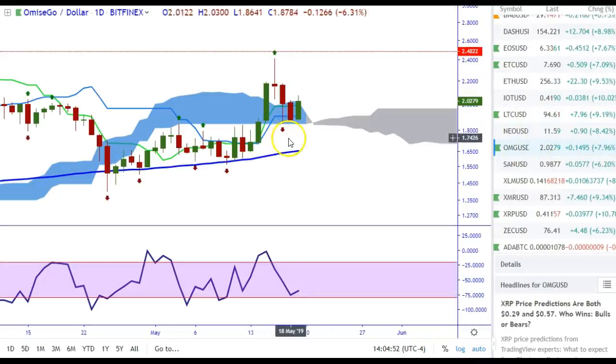OMG US dollar. Looking at this based off of everything that I'm looking at, I probably wasn't set up for the bounce yet, because we had a strong bearish candle driving us into Kijunsen. So I wanted to see something to signify that we were going to bounce here.